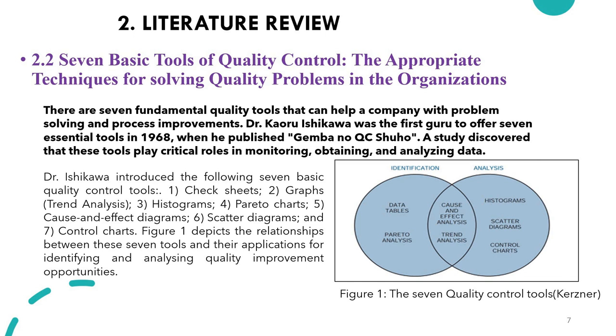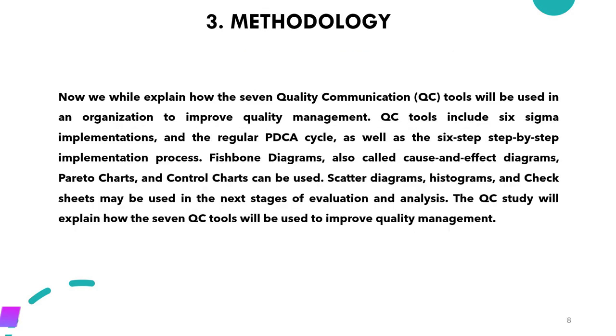Dr. Ishikawa introduced the following 7 basic quality control tools. First, check sheets, graph regarding the trend analysis, histograms, Pareto charts, cause and effect diagrams, scatter diagrams, and control charts. Figure 1 depicts the relationships between these 7 tools and their applications for identifying and analyzing quality improvement opportunities.